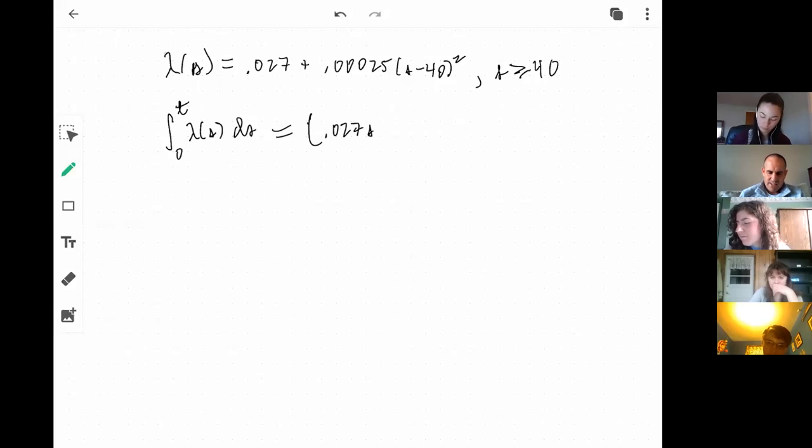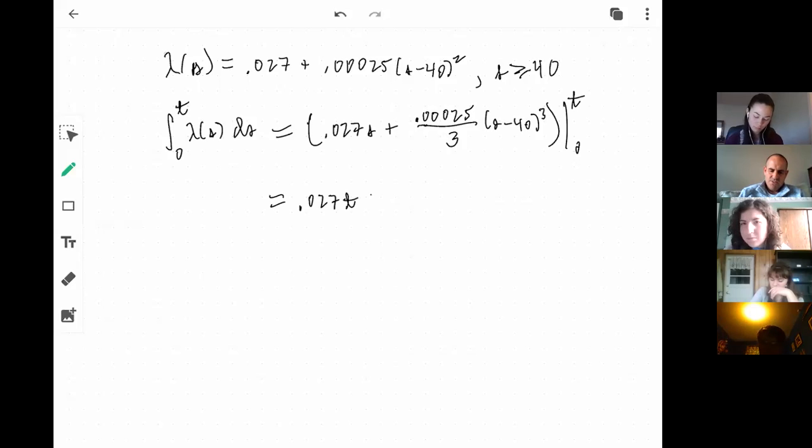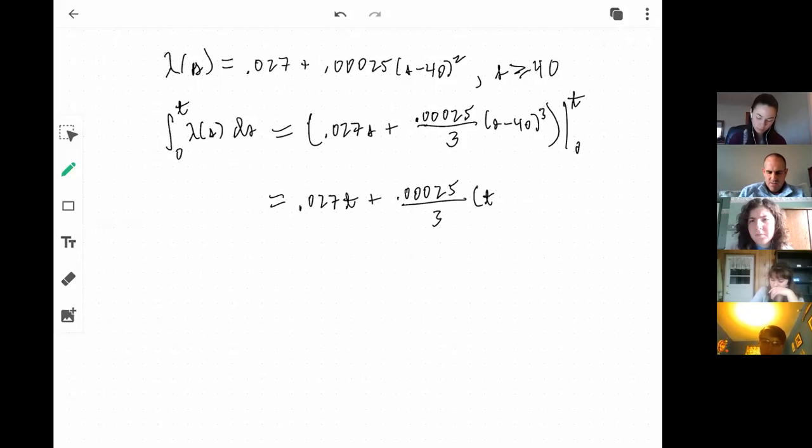And what is the antiderivative of this other thing? 0.00025 times a third, or over a third, s minus 40 to the third. Okay, and this thing's being evaluated between 0 and t, right? If I plug in t, I get 0.027 t plus 0.00025 over 3, t minus 40 cubed, okay? And then I have to subtract this thing off evaluated at 0, correct?